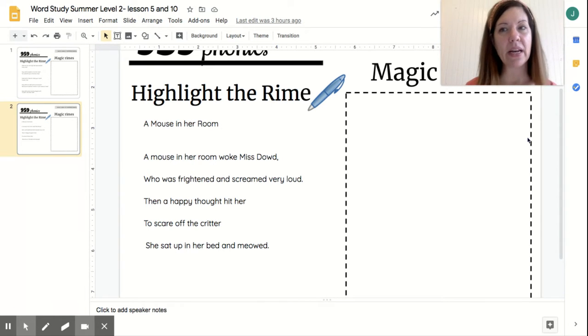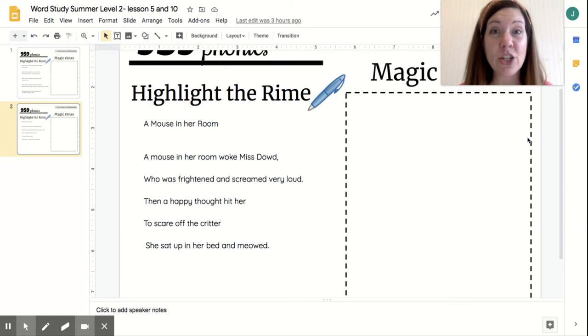Before we read it, I want you to think about your experiences with mice. Have you ever had a mouse in your house? How do you feel about mice? Have you ever tried to catch a mouse or had an animal that caught a mouse? Okay, so now you've got your mind thinking a little bit about what you know about mice.